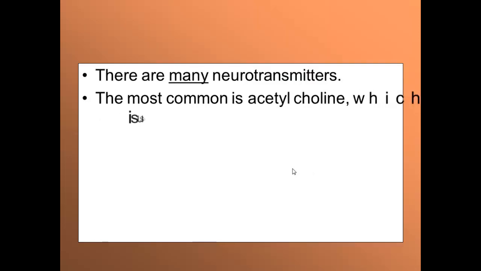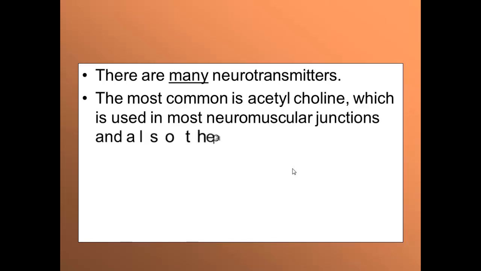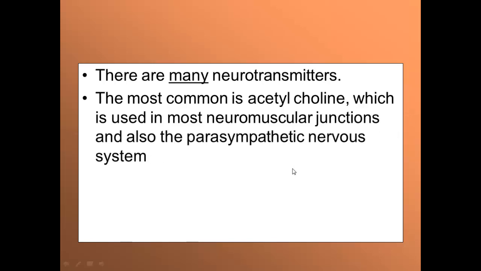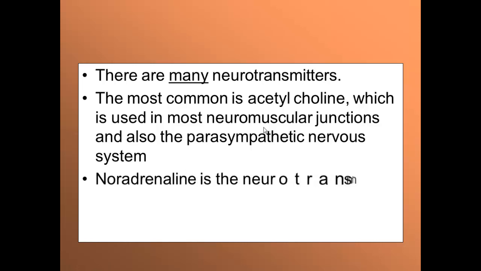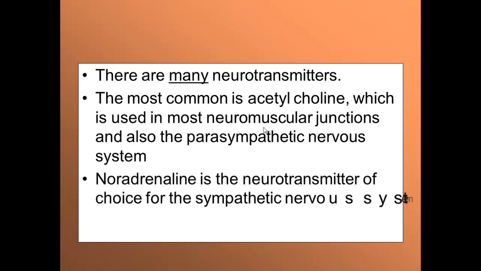And we'll get onto that in a moment. Many different neurotransmitters. Now, we've talked about acetylcholine. Acetylcholine is used in most neuromuscular junctions, NMJs, the ones we saw at the start, and also in the parasympathetic nervous system. More about the parasympathetic versus the sympathetic later on in the course. Whereas noradrenaline is the neurotransmitter that is used in the sympathetic nervous system, the one which turns you into Superman.